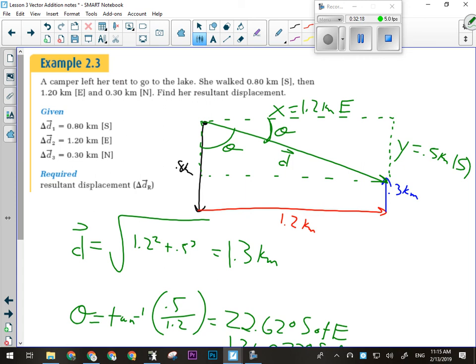Yes, because it's c squared equals a squared plus b squared, so I have to square root to get c. Yeah. All right. Any other questions on that one? All right.